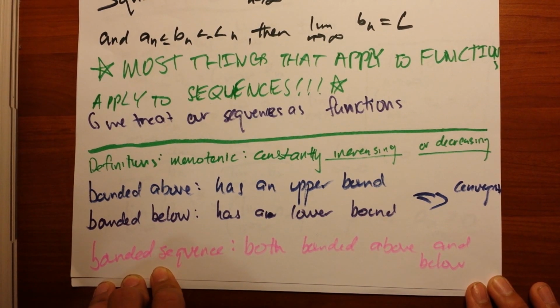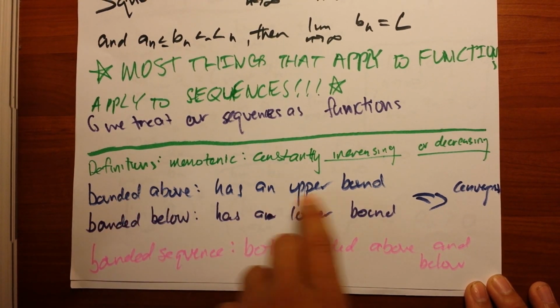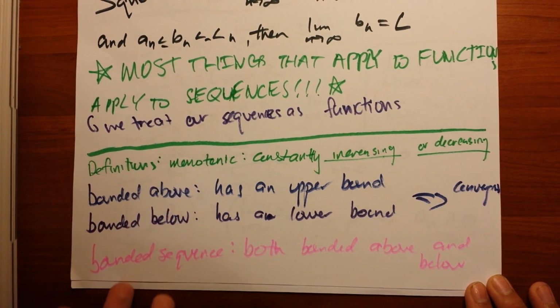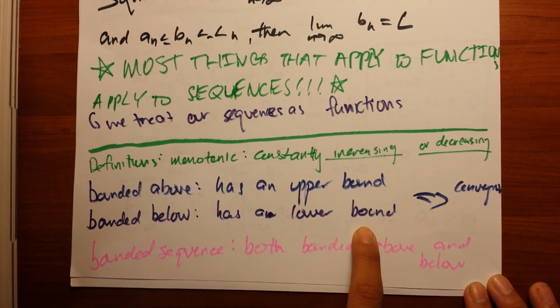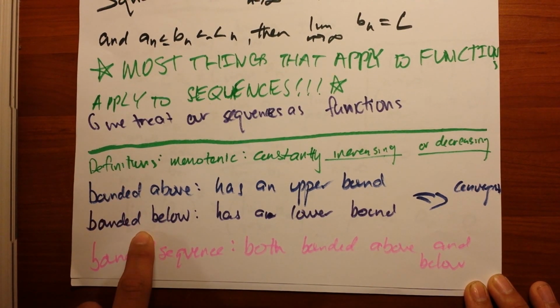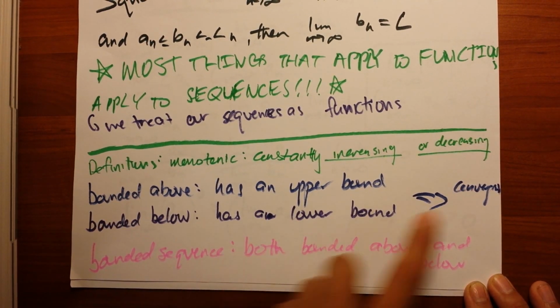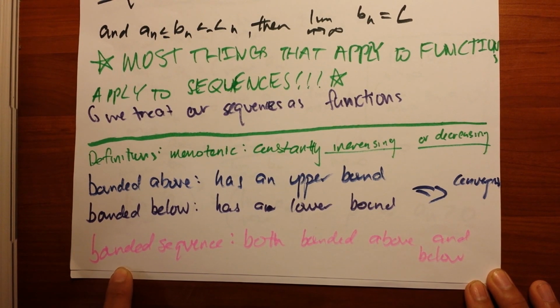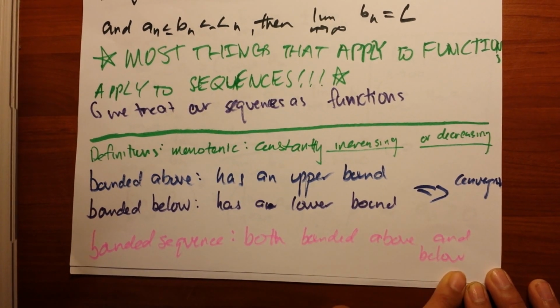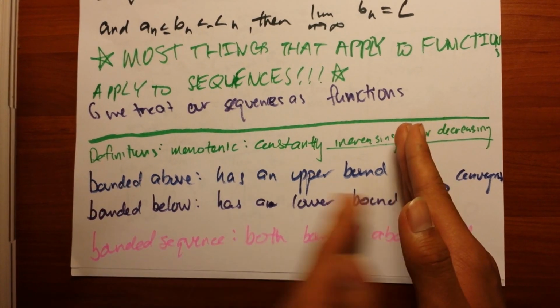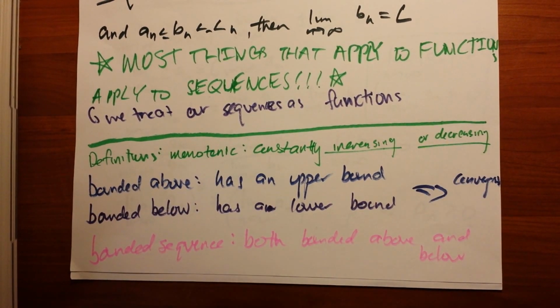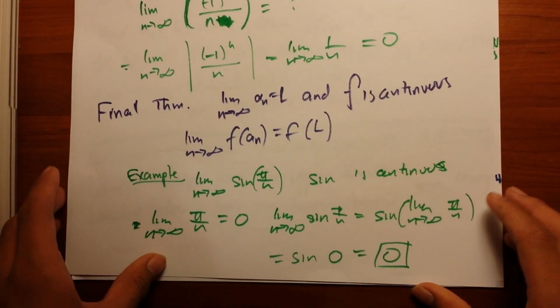Or if it's monotonically decreasing, every term is less than the preceding one. Monotonic sequences are useful in the sense that we know which direction they're moving in. And then bounded above basically means it has an upper bound, and the upper bound is not infinity. Bounded below means it has a lower bound. And if it's monotonic and bounded above or bounded below, it's convergent. A bounded sequence is something that is both bounded above and bounded below. So it would mean that there's a lower bound and an upper bound, so it has to be somewhere in this middle space.